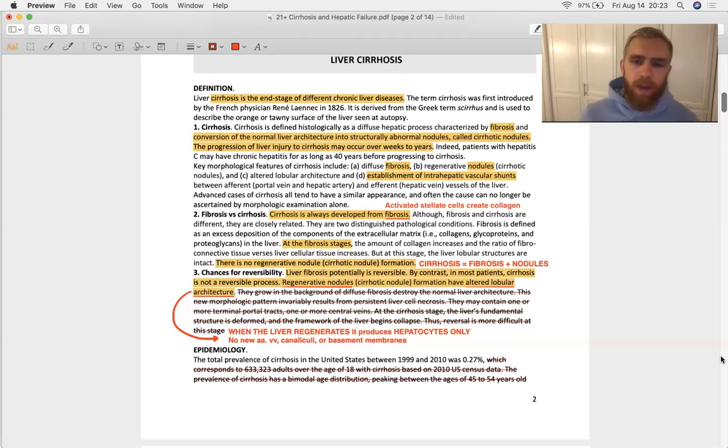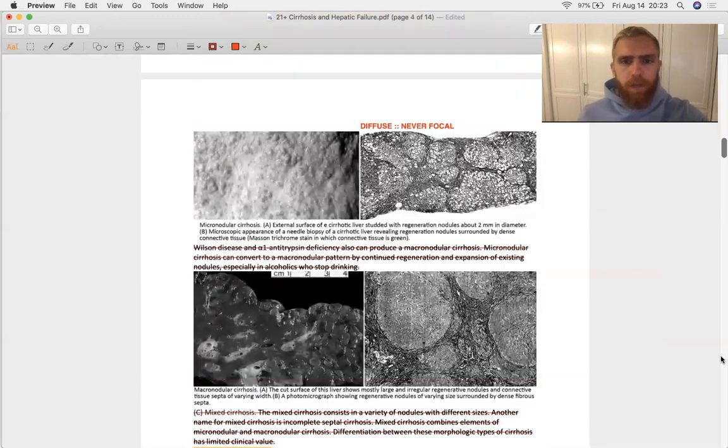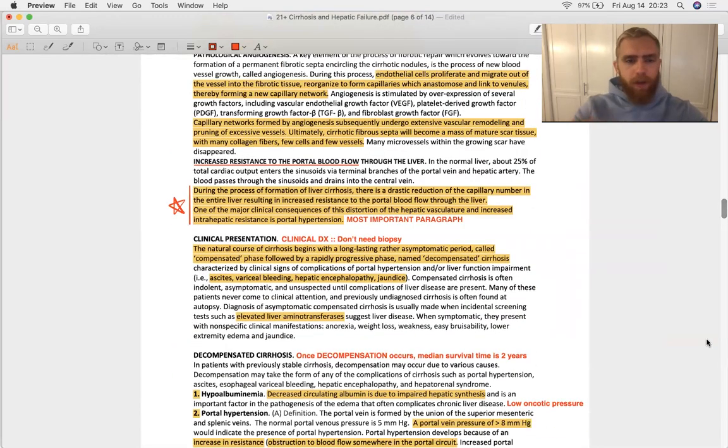Now, because the liver scars up, it creates some hemodynamic changes that are at the very center of this pathology. And I'm going to quickly scroll ahead to what I think is the most important paragraph in this SDL, talking about portal hypertension in cirrhosis. And it says, during the formation of cirrhosis, there is a drastic reduction of the capillary number in the entire liver, resulting in increased resistance to portal blood flow. One of the major consequences of this distortion of the hepatic vasculature and increased intrahepatic resistance is portal hypertension.